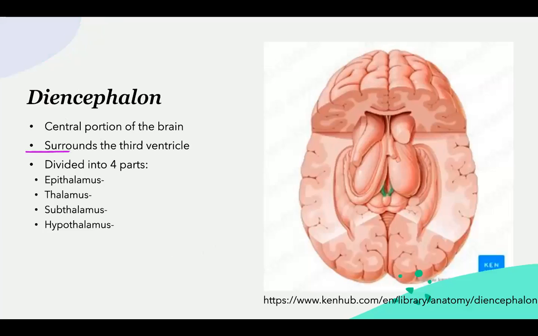Next, we will discuss the diencephalon. This structure is the central portion of the brain. You can see here it's a little cutout of the brain where it shows the diencephalon. It does surround the third ventricle, and it is divided into 4 parts: the epithalamus, the thalamus, the subthalamus, and the hypothalamus. Those are all pictured here.